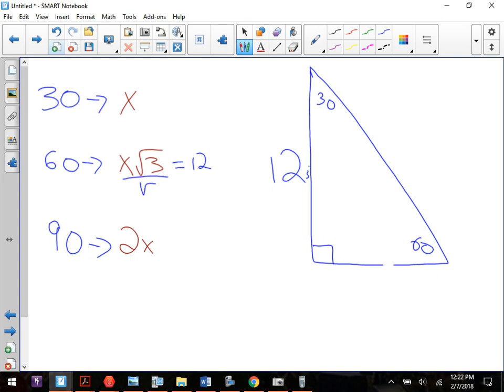In that calculator, if you divide 12 by the square root of 3, what does it tell you you get? 4 square root of 3, very good. Which means that the value of x equals 4 square root of 3. Which then, everywhere I see an x, what am I going to put? 4 square root of 3.